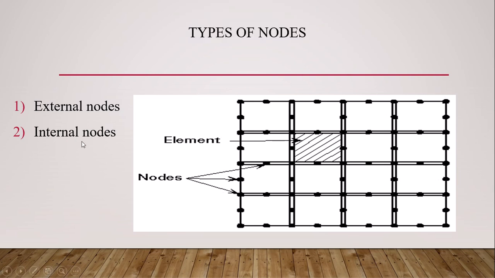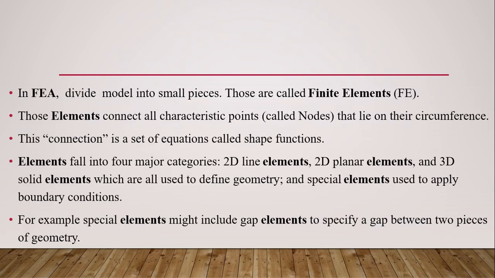This is all about the external nodes. Then there are internal nodes. These nodes occur inside of an element. They are selected to satisfy geometric isotropy while choosing the interpolation function. So this is all about the external nodes and the internal nodes. Then the next topic is elements.